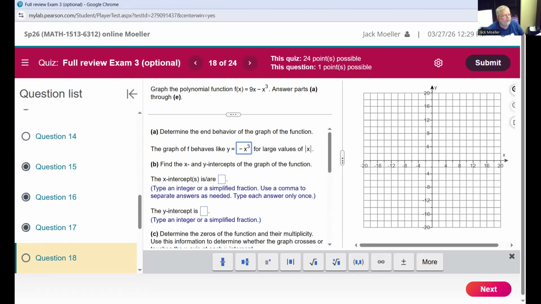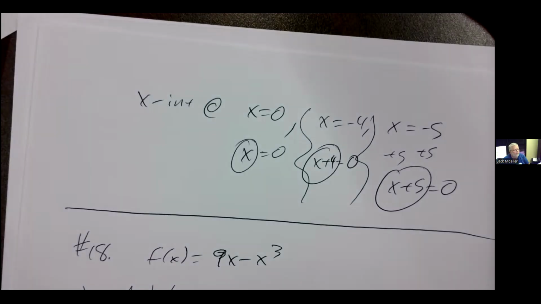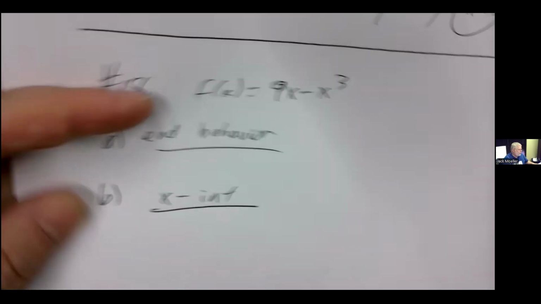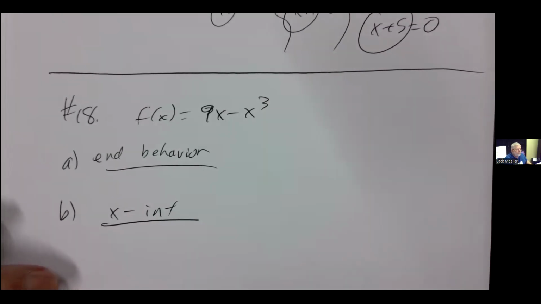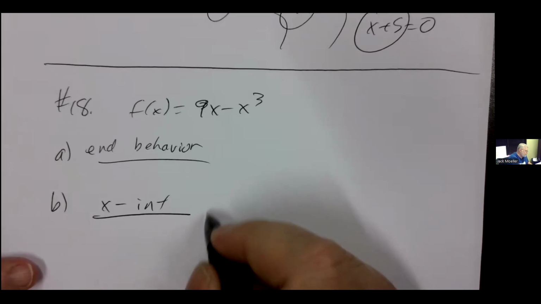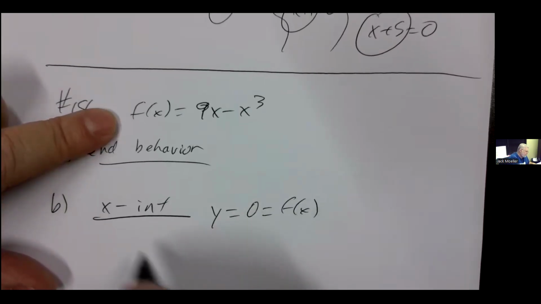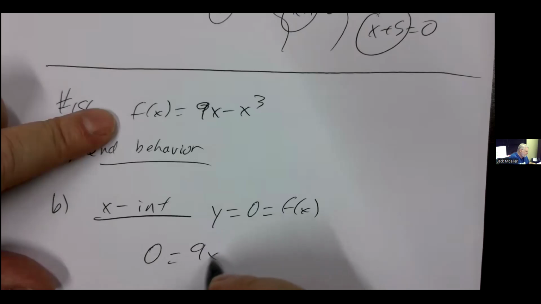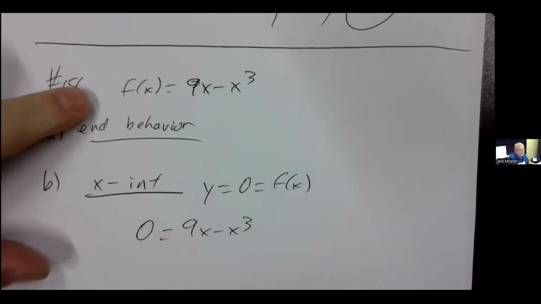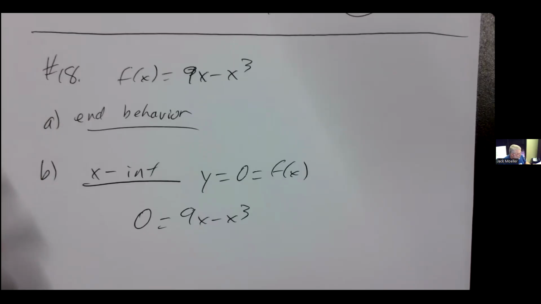Definitely have to go to the paper for this one. All right. So x-intercept means y is equal to 0, or in this case, f of x is equal to 0. Okay. Now, this one's a little bit messier because you actually have to factor it. It's not already in factored form.